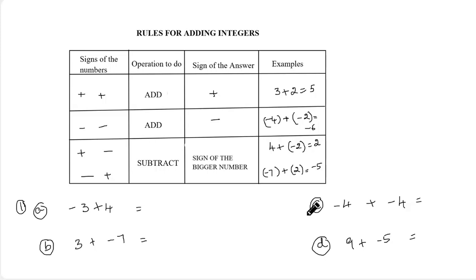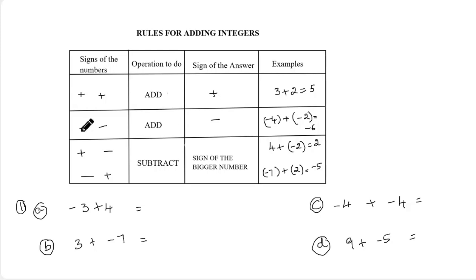Hello everyone. Let's look at how to add integers and what the rules for adding them are. When both the numbers have positive signs, the operation that needs to be done is addition, and the sign of the answer will be positive. For example, 3 plus 2 is 5.